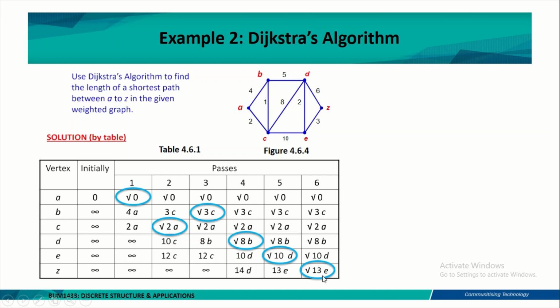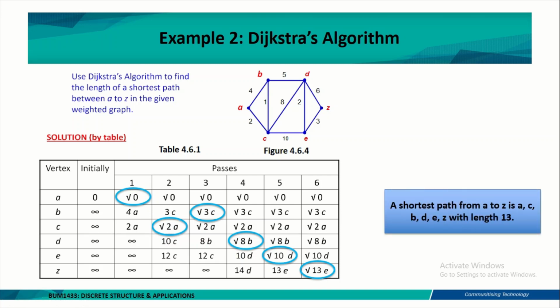So here is our final answer. A shortest path from A to Z is A, C, B, D, E, Z, with length 13. We know that at Z we have the tick 13E, so the length is 13. So that's all for the solution using the tables.